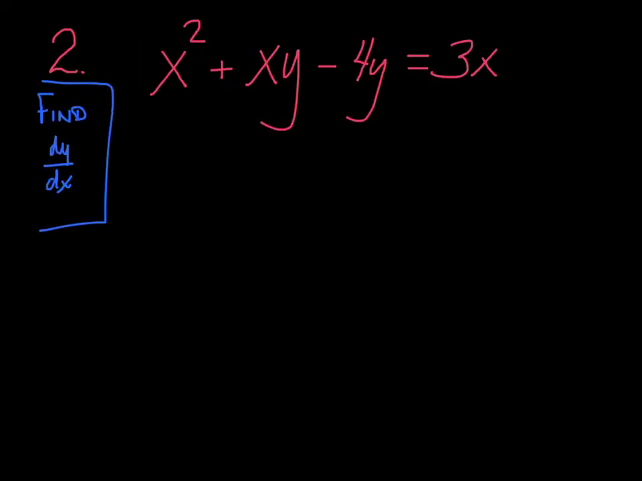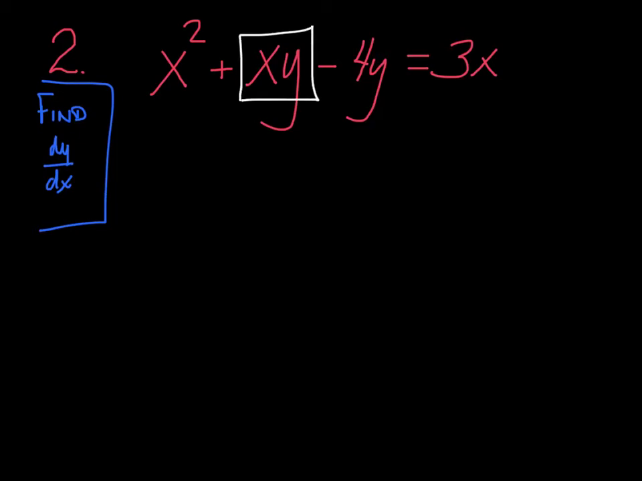Example number 2. Find dy dx. So before you take the derivative, I can't stress reading it out loud to yourself. This says x squared, so that's just power rule. What does this say? X times y. Make sure you said times and use product rule there. Minus 4y, it's just a coefficient, equals 3x, that's just a coefficient. So I just want to be clear, I definitely have product rule around those two.